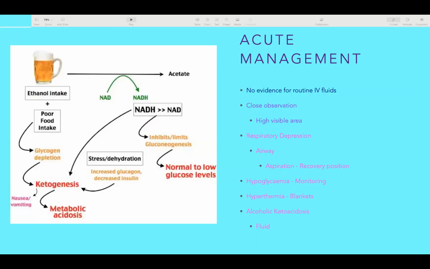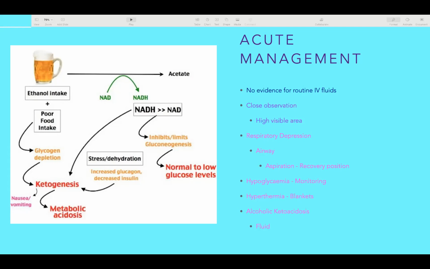So, acute management. Going back to how alcohol is eliminated, because alcohol is eliminated at a steady rate, giving someone IV fluids to wash out the alcohol, there's actually no evidence to say that works. So you should only really give IV fluids if you've got evidence they're in shock or hypovolemia, so tachycardic, dry mucous membranes, there's been a lot of vomiting, etc. But the routine use of IV fluids is not recommended.